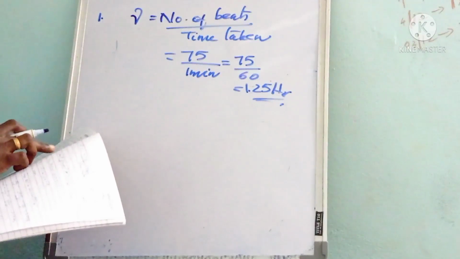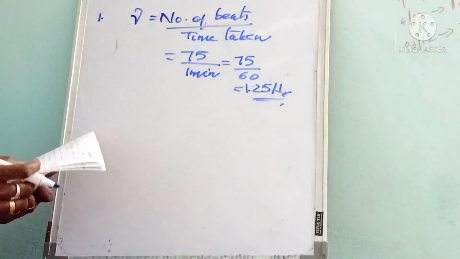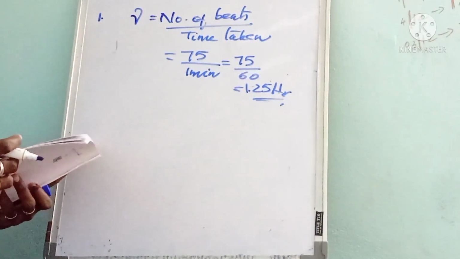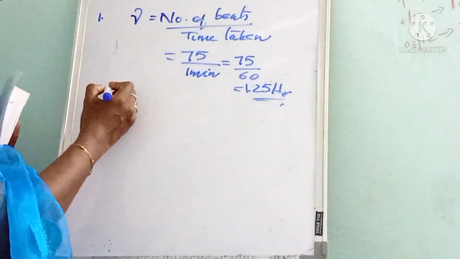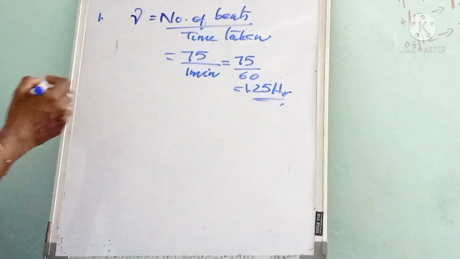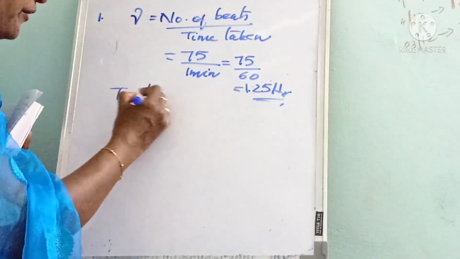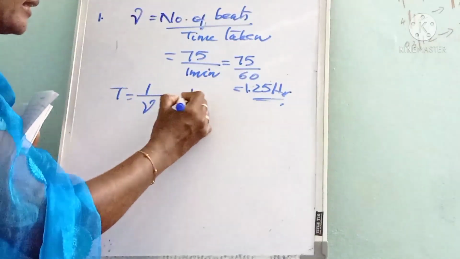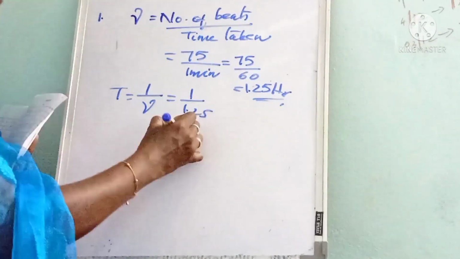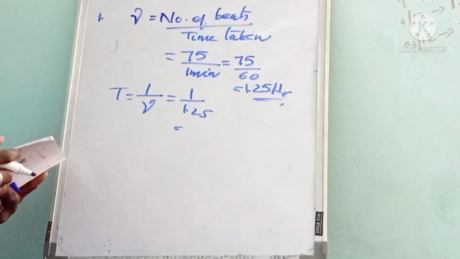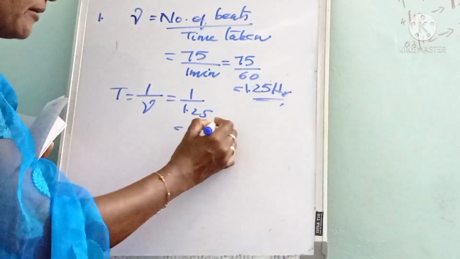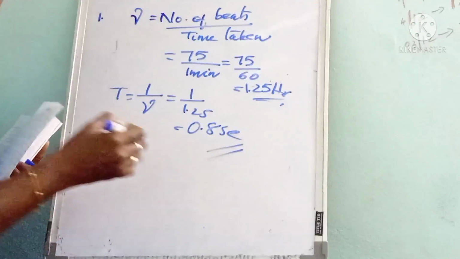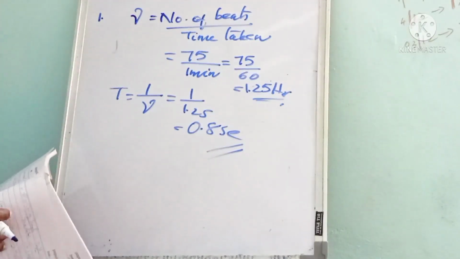Next we have to find the period. You know the relation between frequency and time period. Time period is equal to 1 by frequency, that is 1 by nu, which is 1 divided by 1.25 hertz, and that is 0.8 second. That is the beat period.